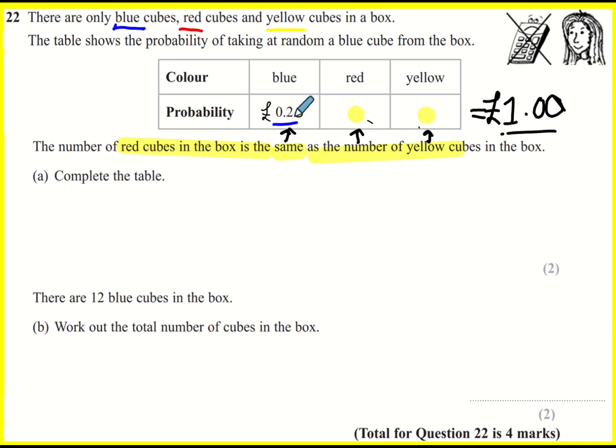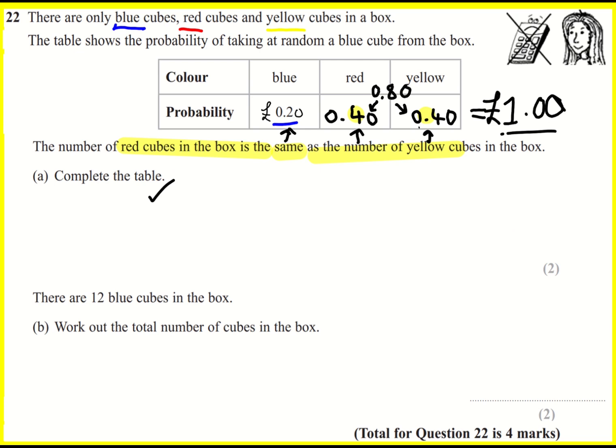Well, 20p, I know that I have to add on 80p to make £1. So this has got to be 80p between the two of them, but I've got to split it equally between this one and this one. So therefore, it must be 0.4 and 0.4, or if you want to put 0 on the end to make it 40p, that's fine. So we've completed the table: 0.2, 0.4 and 0.4.